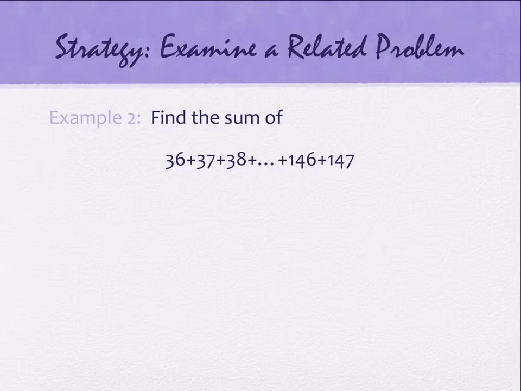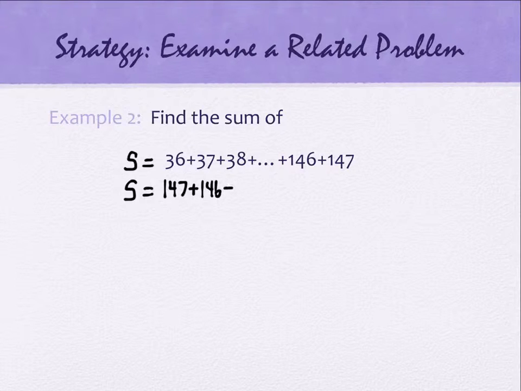What did we do last time? Add them to themselves, right? In reverse order is what we did, correct? So I'm going to give this the name S just because it's easier to keep track of everything. It'll make things lots cleaner. And I'm going to add these numbers to themselves in reverse order. So I have 147 plus 146 plus 145 plus, and then I have, let's see, 37 and 36.